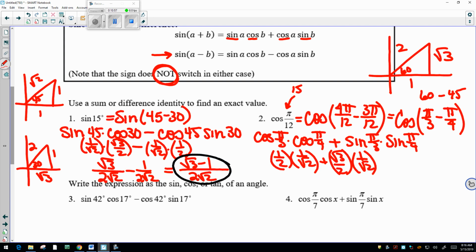So again, since we're multiplying these, we can do tops with tops, bottoms with bottoms. So this will leave me with 1 over 2 radical 2. This will leave me with radical 3 over 2 radical 2. And now we can combine into one final answer, 1 plus radical 3 over 2 radical 2.